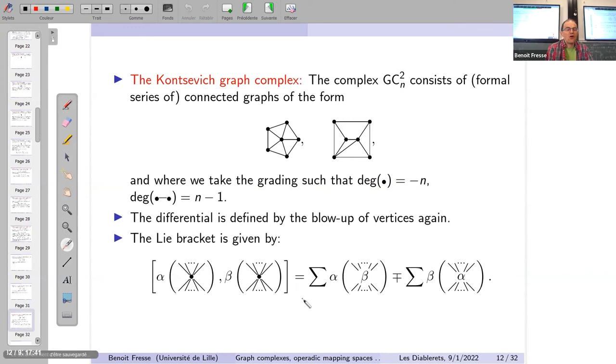So if you take such a graph, alpha, and another one, beta, the idea is to put beta inside a vertex of alpha, and to connect the incident edges of this vertex in alpha to vertices of beta. And again, you sum over all possibilities and anti-symmetrize the operation.